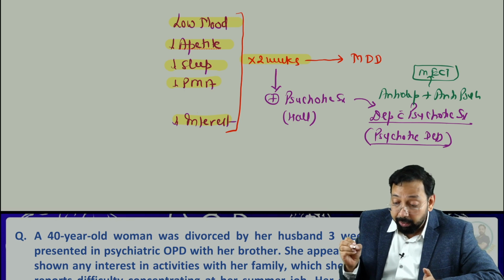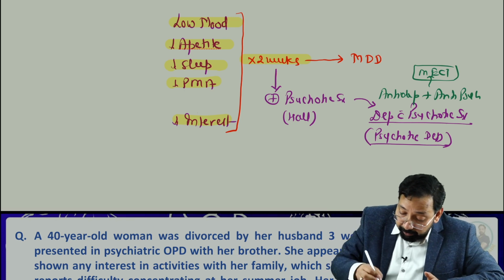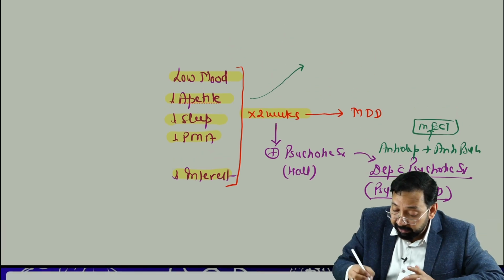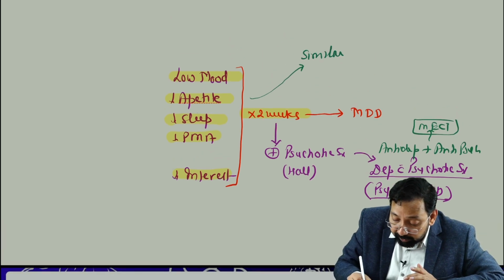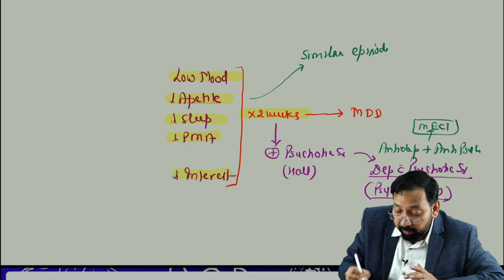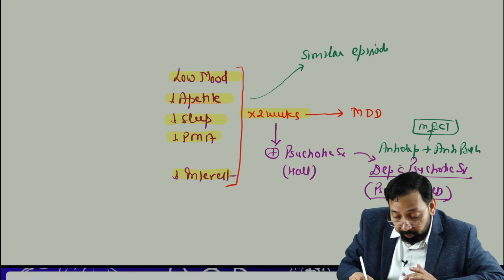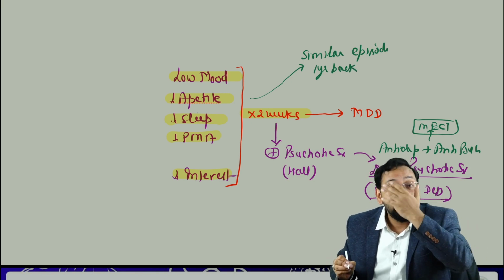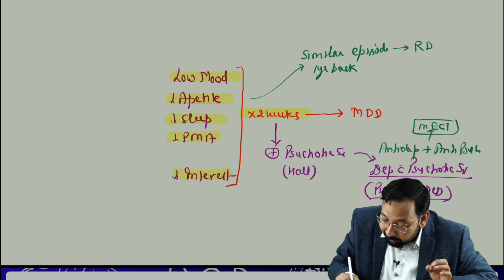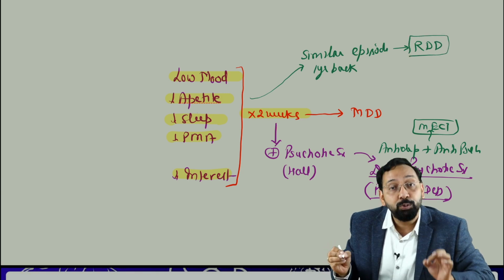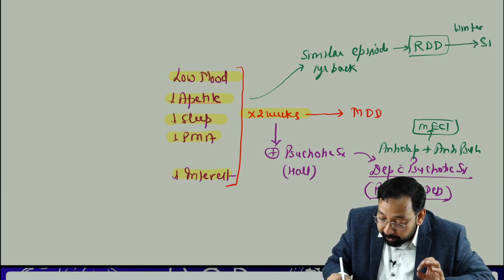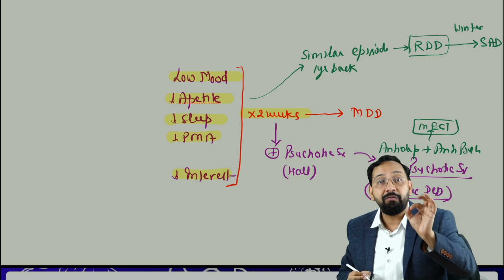Okay. Now, if the same patient comes to you with these symptoms and you took history, that patient was having a similar episode 1 year back, you will say more than one episode, that is a recurrent depressive disorder. You took history properly and you found that every time depression occurs in winters, you will say this is seasonal affective disorder.